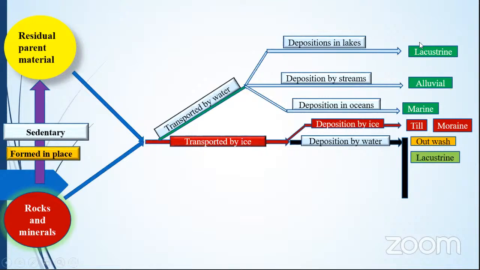Outwash, and the same lacustrine will be there. If this water is again deposited in the lakes, it is called lacustrine. If it is again deposited by the streams, it is called alluvial. If this melted ice water is deposited in the ocean, it is called marine. Outwash means simply deposits from water escaping from the ice. This is the only difference we can see. So this is in case of deposition by ice and melted ice. Melted ice means simply water. And ice depositions are called till and moraine.